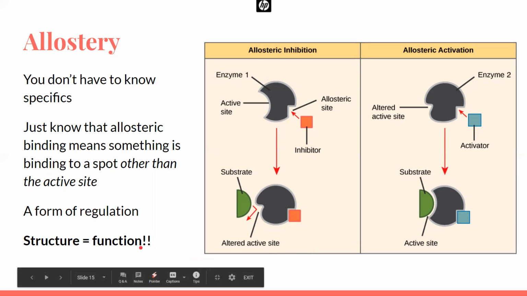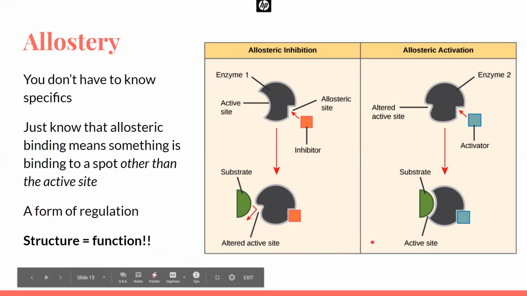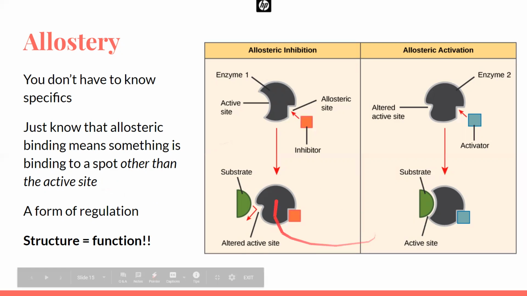So this is an example of the main thing where structure equals function. You're going to hear that over and over in this class, structure equals function, because it is basically what it sounds like. The structure of the enzyme determines its function. Here, it can't bind to the substrate. Here, it can bind to the substrate because the structure changed. So that's really all you need to know about allosteric. It's not too complicated. It's just anywhere that's not the active site. And it's a form of regulation, as you can see here.